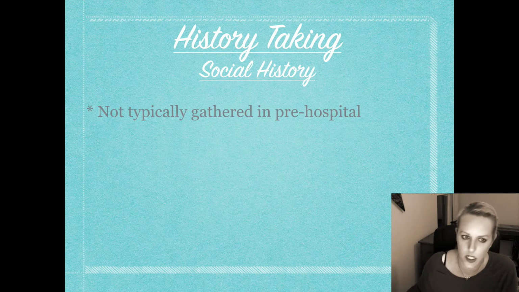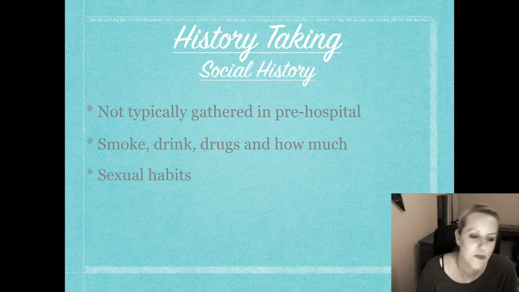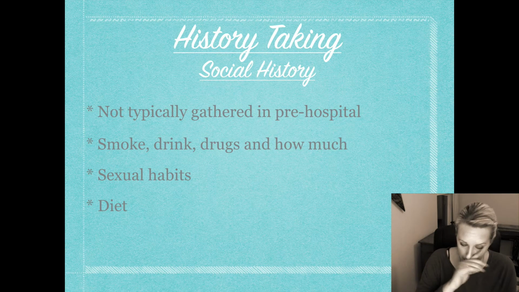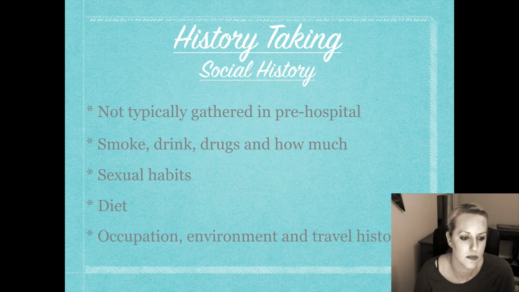Also want to get their social history. This typically is not gathered in pre-hospital, but we can ask things like smoke, drink, do they do drugs, how much they like to party. And sexual habits, don't ask this unless you absolutely have to. And their diet, how much do they eat, what do they eat? And I'm not just talking about the overeaters. I want to know also about the patients who don't eat enough. What do they normally eat on a daily basis?